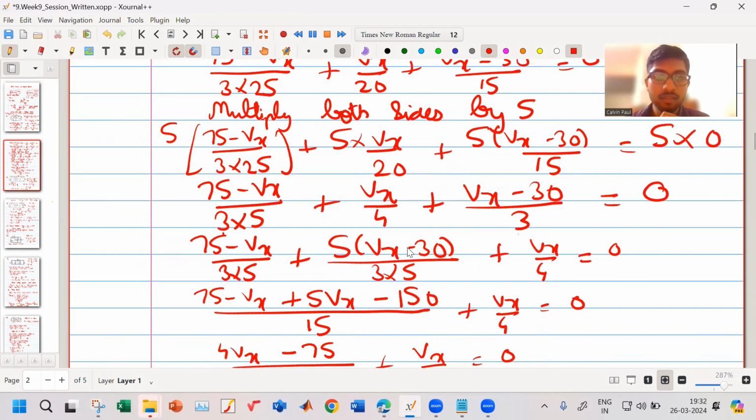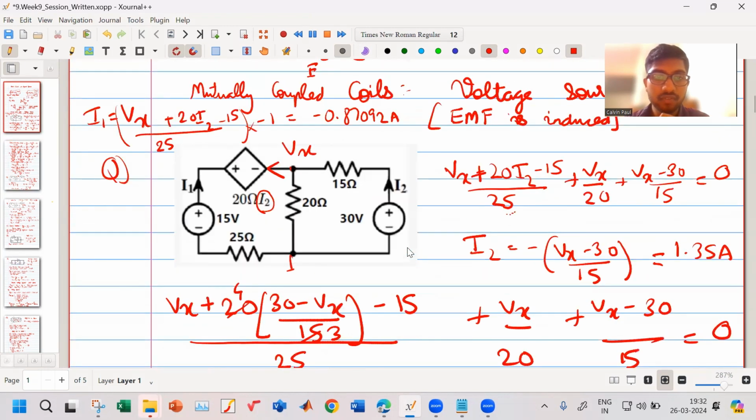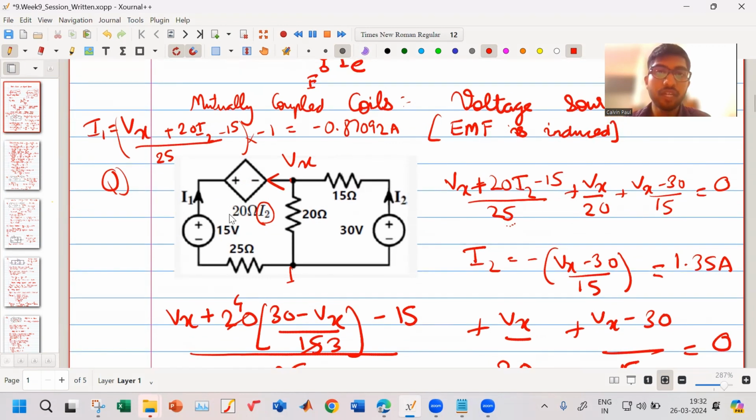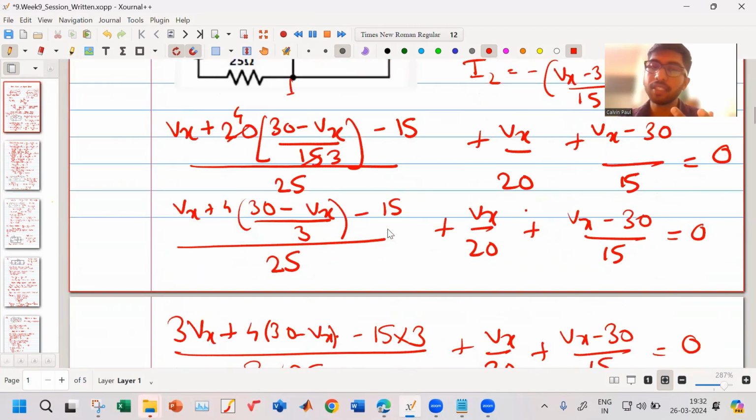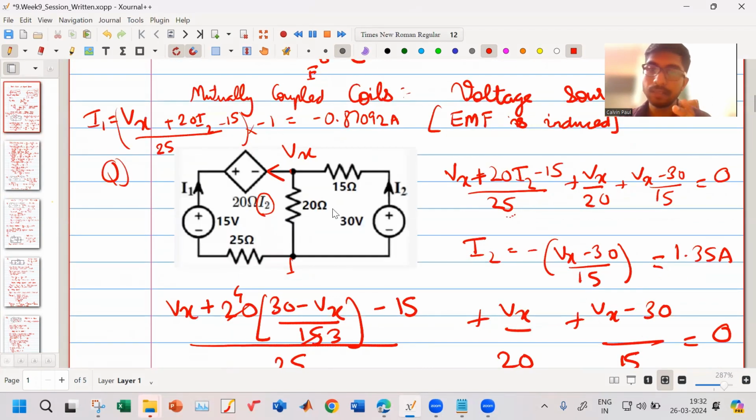All right. So in this case, we actually found Vx. We did not find I1 and I2. Did we find? Oh, we found I1. We found I1. We found I2 as well. But it took lots of time. So, a simpler method, as I said, you can just do mesh analysis. It would have been easier.